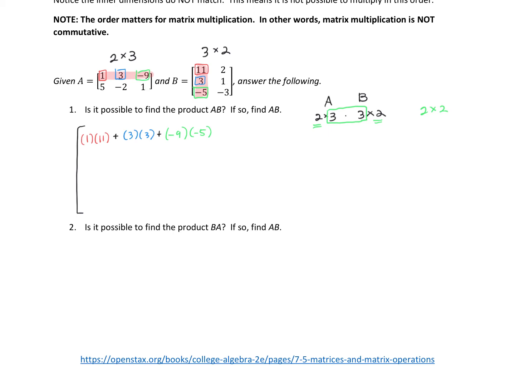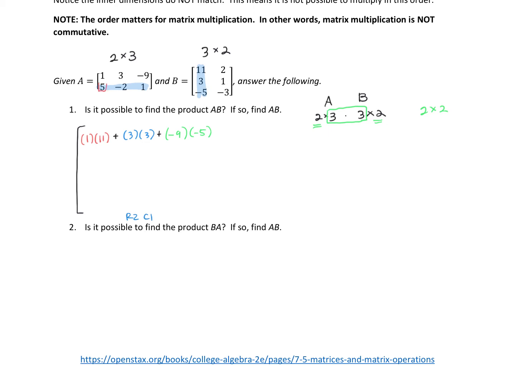Okay, so now we're going to do the same thing, except now we're going to use the second row and the first column. So row 2, column 1. That's going to go right where it sounds like it should go. Row 2, column 1 goes in row 2, column 1. Okay, so that's what you're multiplying and adding.